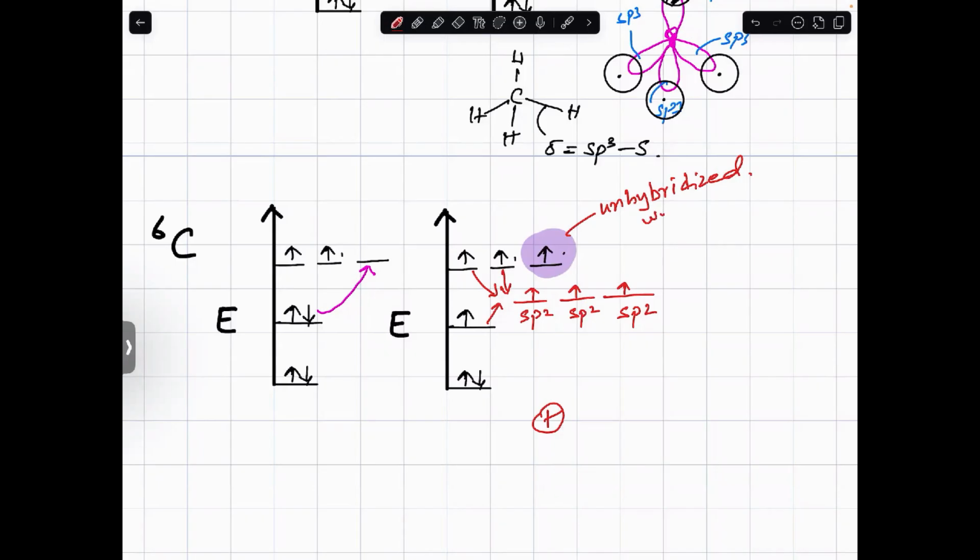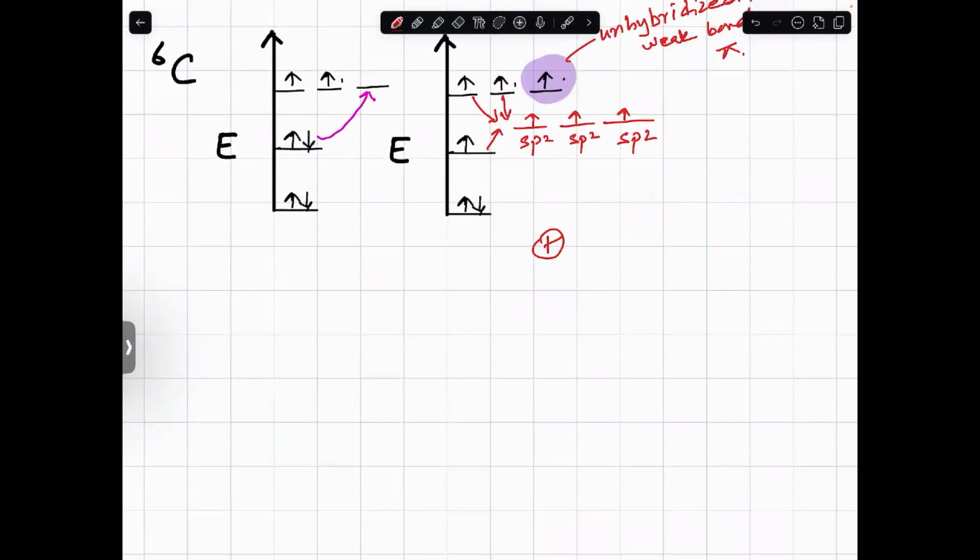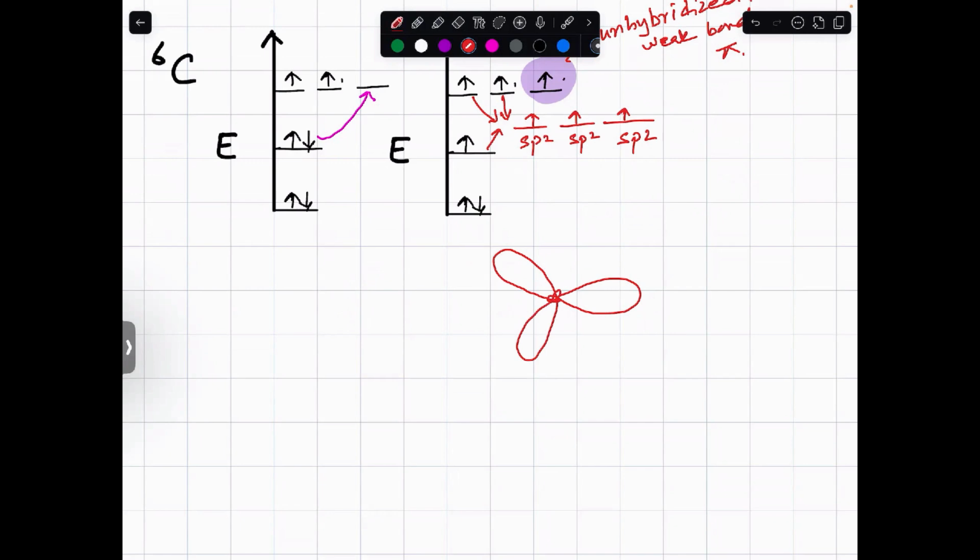And what is that weak bond? You know? It's going to make a weak bond, and that is the pi bond. So, you know what happens? These 3 are like this. This is sp2, another sp2, another sp2. These are all sp2 having 1 electron in each.